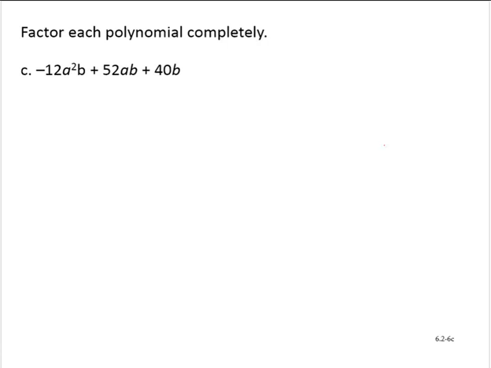Alright, and we have -12a squared b plus 52ab plus 40b. So let's look at this. Notice how I can see that there's a common factor of b, and notice how also there's an a squared term, and then in the last term, there's no a term. So we have that a squared term, and then a constant in terms of a.